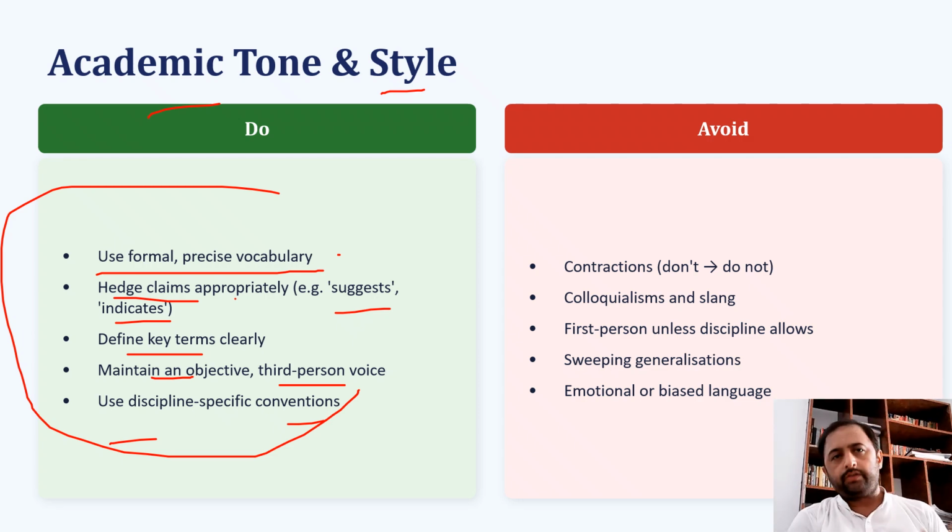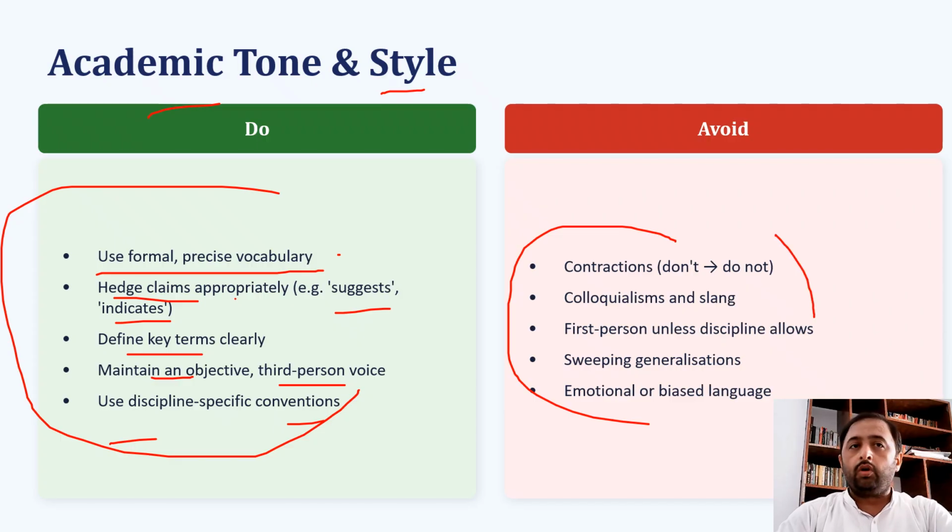Now, in contrast, what you have not to do in academic writing is this: you don't use contractions, like do not. Colloquialisms and slang words are not recommended. First person is not allowed unless the discipline allows it. And avoid sweeping generalizations. If you make general statements, then you are not writing for an academic purpose. And for academic tone, you have to avoid emotional or biased language as well.